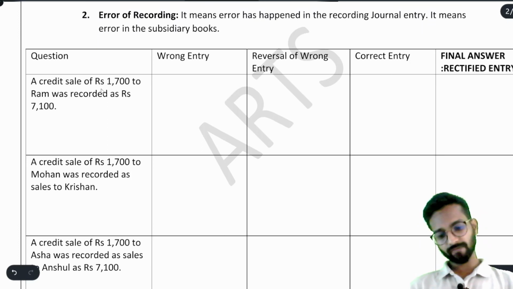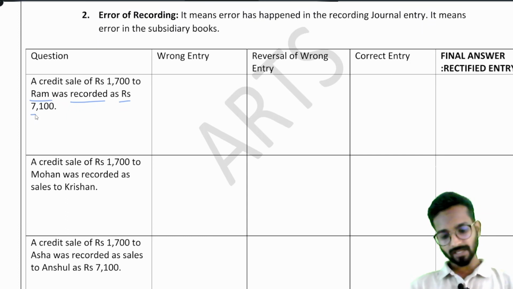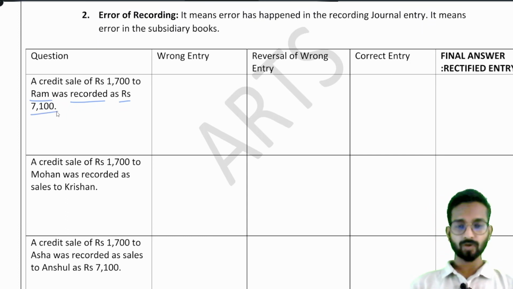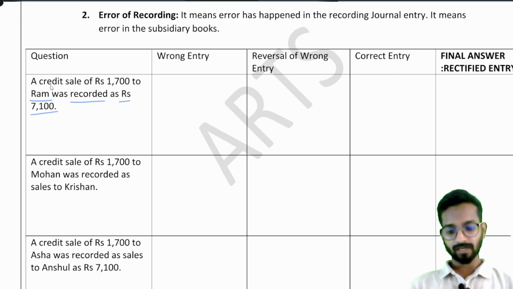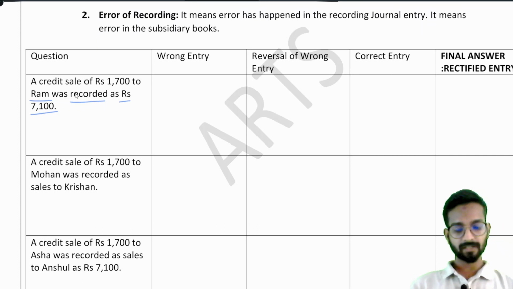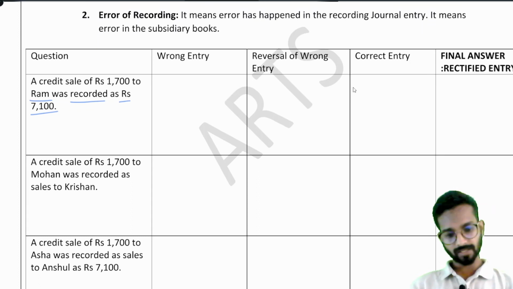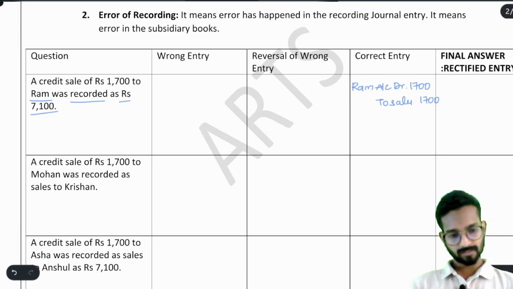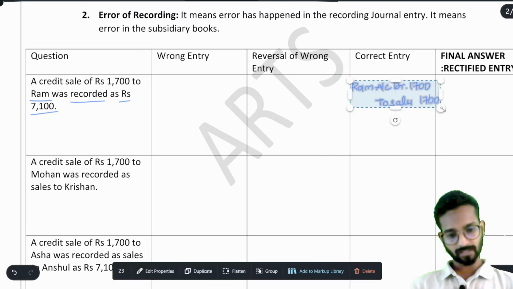A credit sale of rupees 1700 to Ram was recorded as rupees 7100. Now what is the correct entry? You tell me. A credit sale of 1700 to Ram means you have sold goods to Ram worth 1700. So your correct entry is Ram to sales 1700. So I will write here in the correct entry: Ram account debit 1700 to sales 1700. Simple enough. This is what our correct entry is.